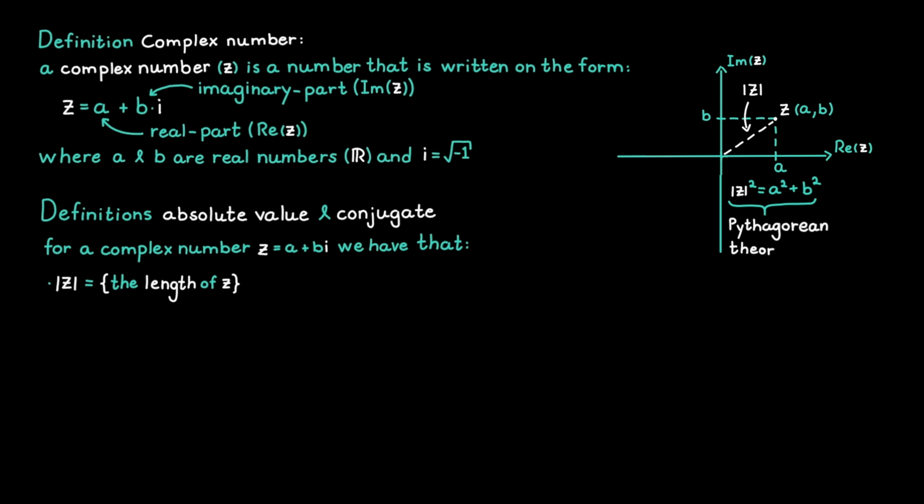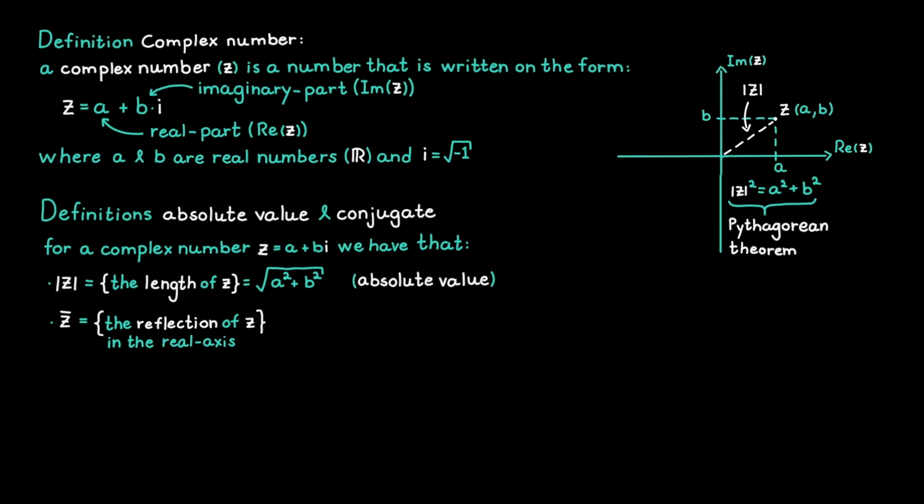And by using that, we get that the length of a complex number is defined as the square root of a raised to the power of 2 plus b raised to the power of 2. We denote the conjugate of a complex number by the following, and this is simply the reflection of our complex number c in the real axis.